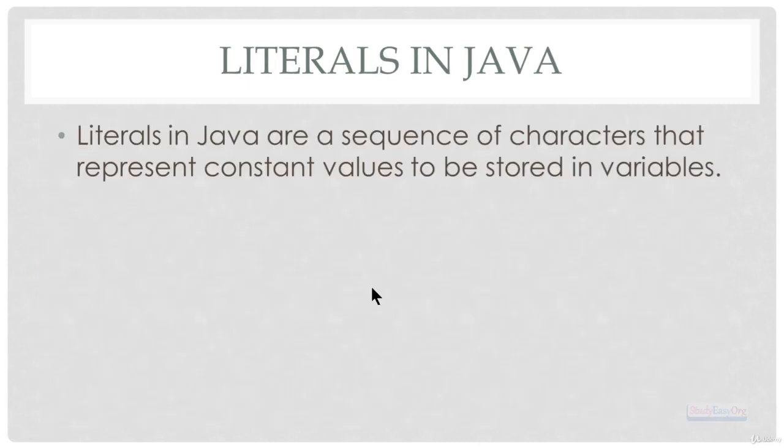Alright, now moving forward, let us talk about literals. Now what is a literal? A literal in Java is a sequence of characters that represents a constant value to be stored in a variable. Now this is definitely a definition, and we will check the types of literal in order to make the concept more clear. Alright, so first of all, let us check the integer literal.